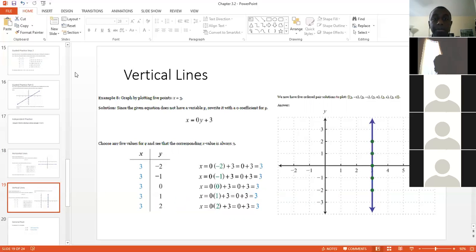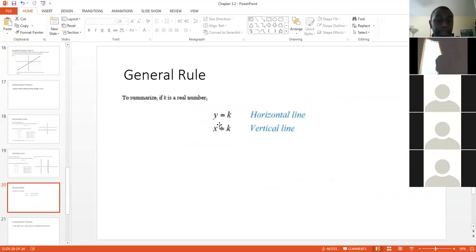One way you can sum up what equations you can get vertical lines from and what equations you can get horizontal lines from is through this. If y is equal to some real number, then it's a horizontal line. If x is equal to some real number, it's a vertical line. So this is the general rule for finding out whether something is a horizontal line or a vertical line.